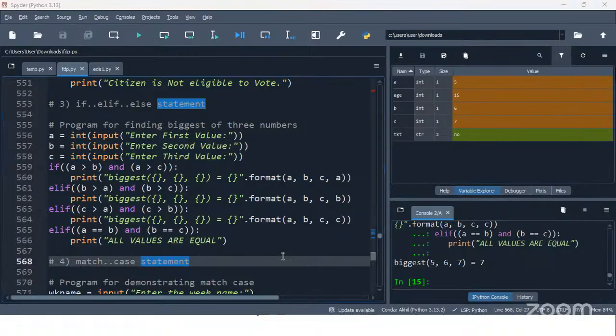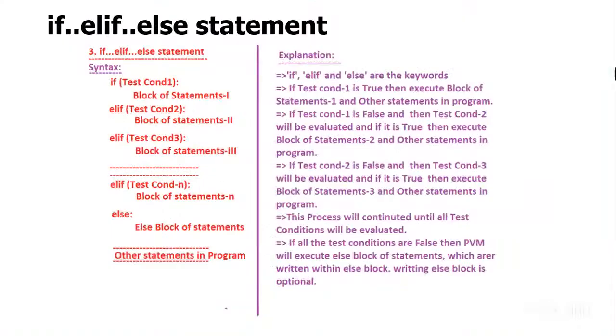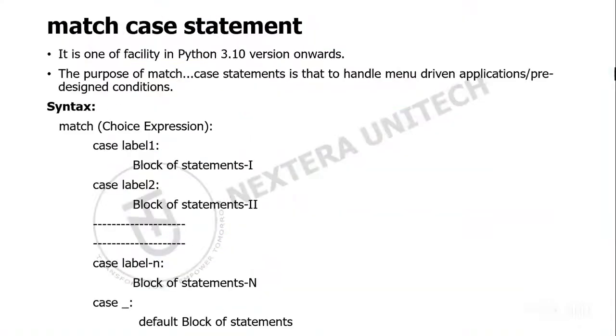Now, let us understand the fourth type of conditional statement. It is match case statement. This match case statement was introduced from Python version 3.10. Earlier, there were no match case statements. If you try to apply these match case statements in Python versions less than 3.10, it will throw you exceptions. Even you can give a try, guys. It will throw you exceptions.